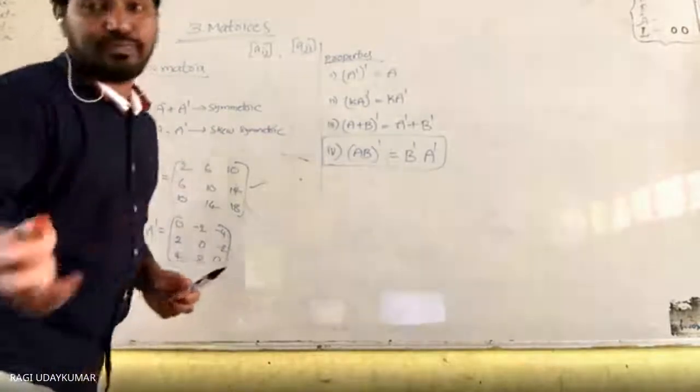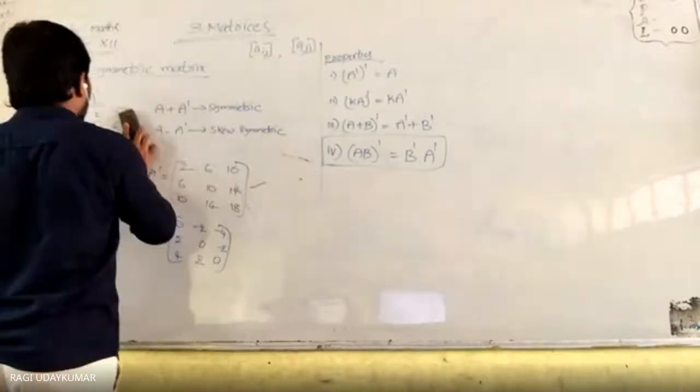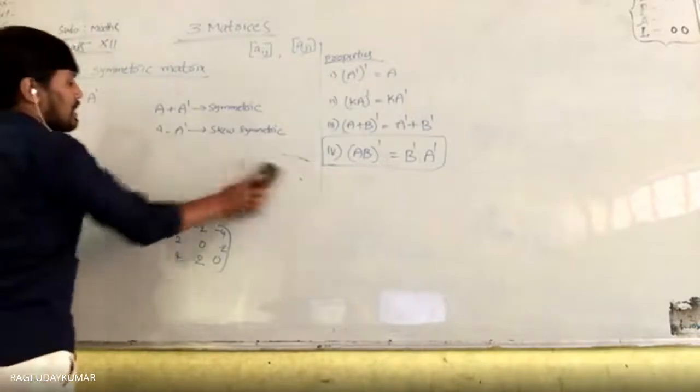And how do we prove it? How do we prove that whenever you take any matrix A, A plus A transpose is symmetric?